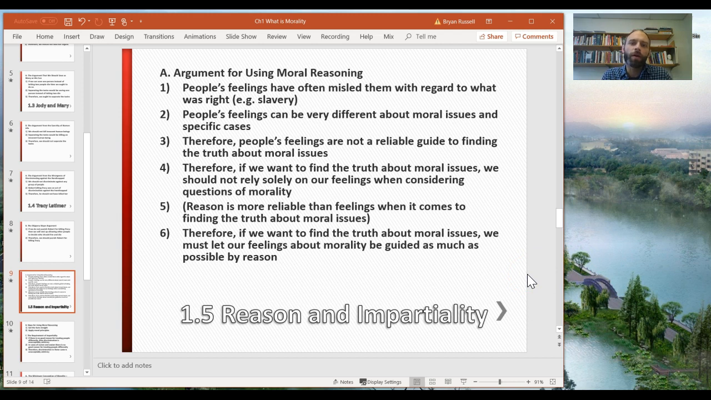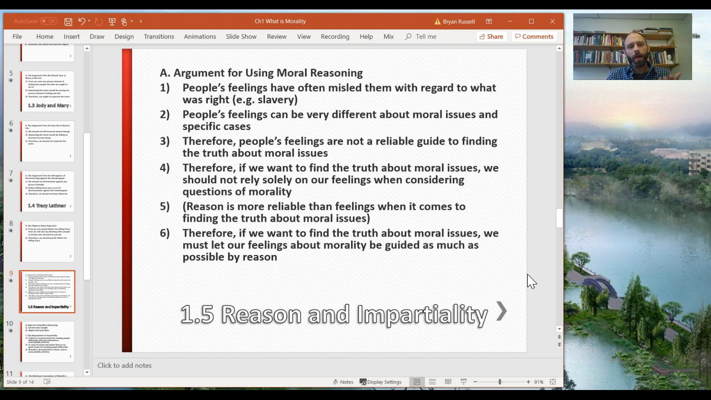Second, people's feelings can be very different about moral issues and specific cases. So there's disagreement. People have different gut reactions to these cases. And the different gut reactions can't both be right. Some of you felt one way about certain trolley problems, some of you felt the other way. And you can't both be right. An action can't be both right and wrong, in other words. So somebody's got to be wrong. Given this disagreement, if there's a truth, then somebody must be wrong. So feelings lead us in different directions.